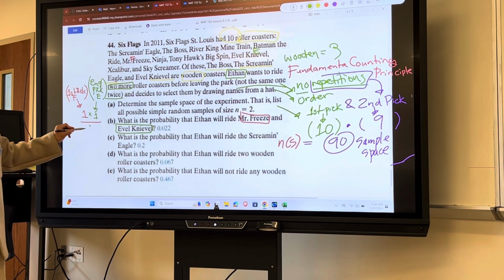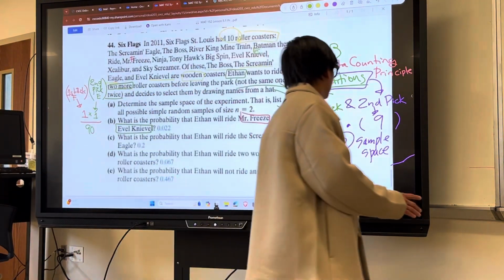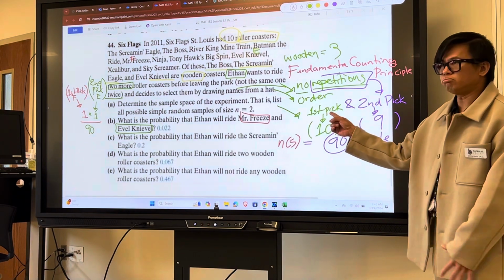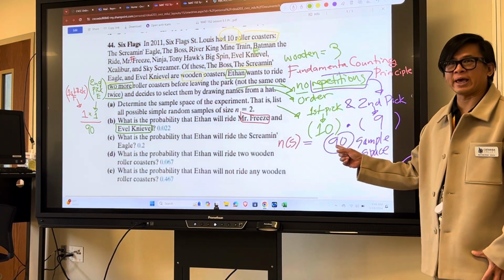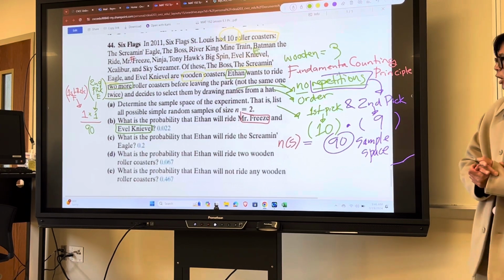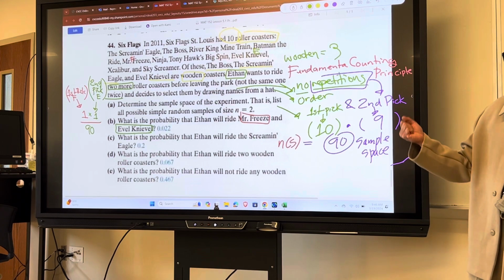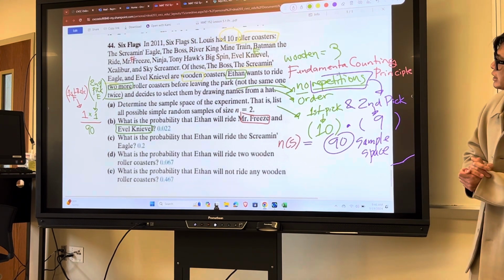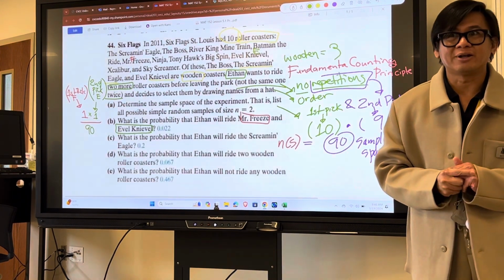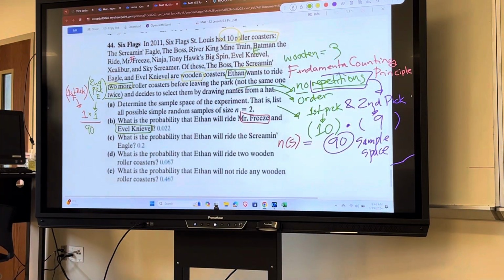And what is our sample space? 9, right? Okay, so again, our 9 in here is like what? First pick, you have 10 actually roller coasters to pick, right? But on the second pick, whatever you pick first, you cannot pick second anymore. Again, that's what we call no repetitions. That's 90 all in all. Get it? So let's see, what's 1 over 90?